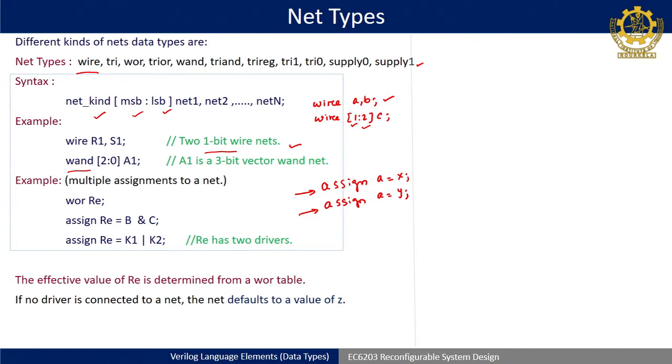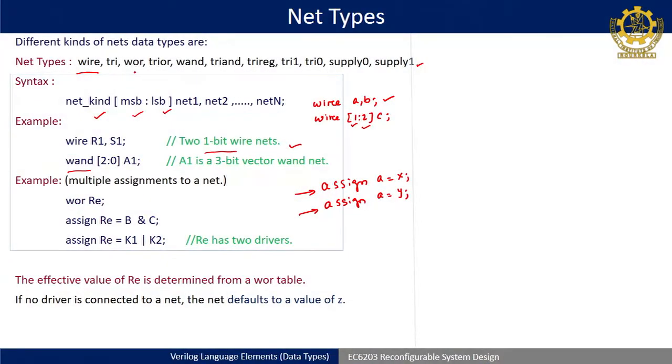The wire data type does not support multiple driving capability, so it may give you a multiple driving error. To address such issues we have tri, wor and other types like tri, wor and wand. Understood my point? There is a truth table, and depending upon that table, if two values are assigned to a particular output, then the final result will be evaluated based on that table. That we are going to discuss.